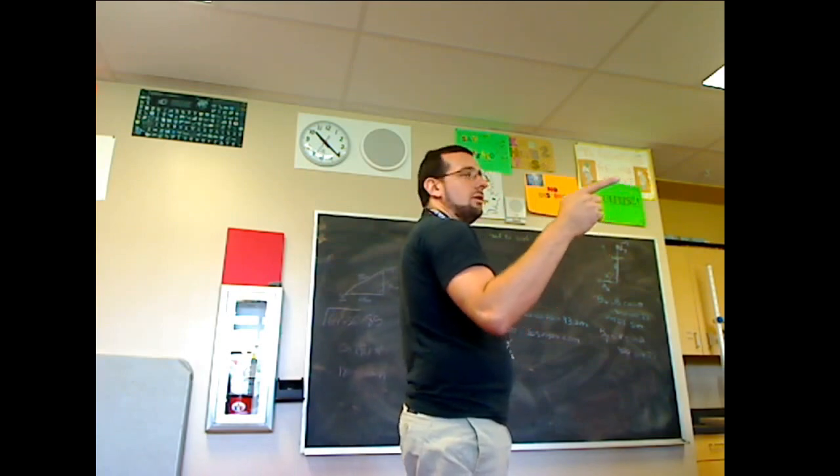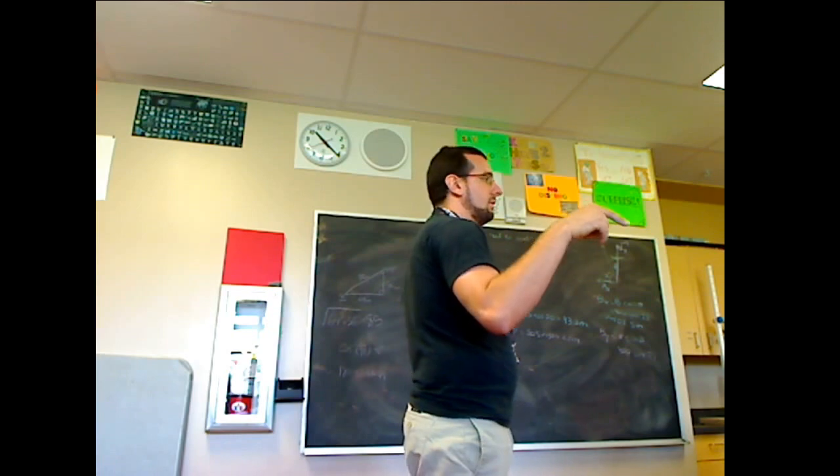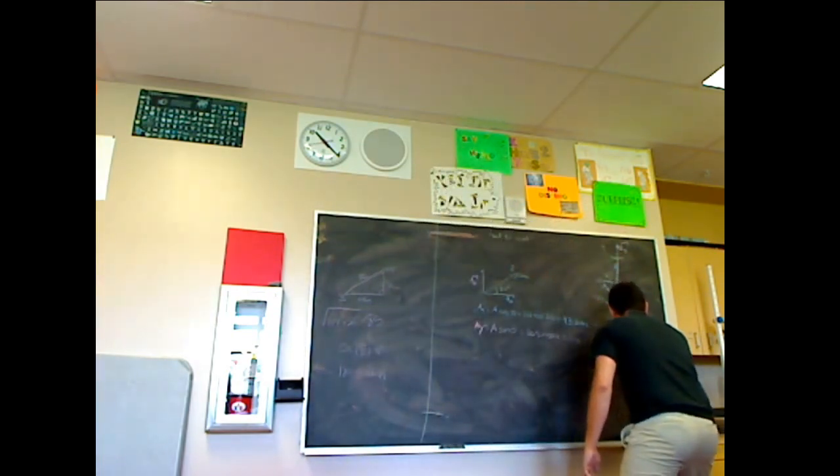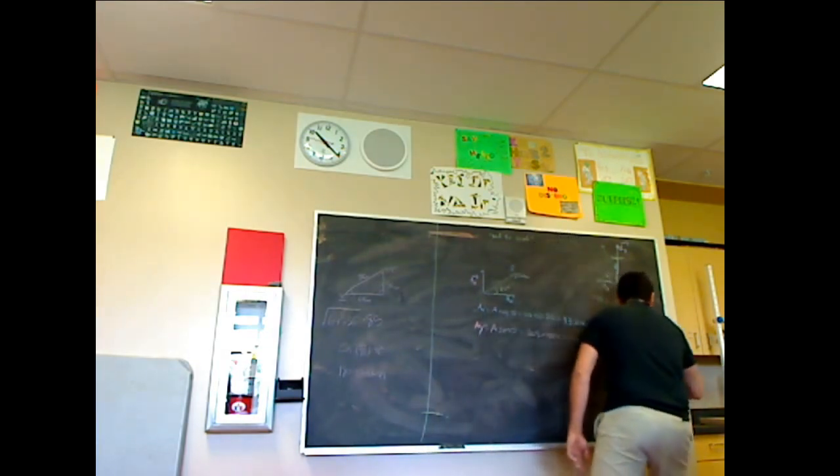So what do we got? 400 times sine of 75. What do you got? 386.3 meters. Okay. So how do we do this now?